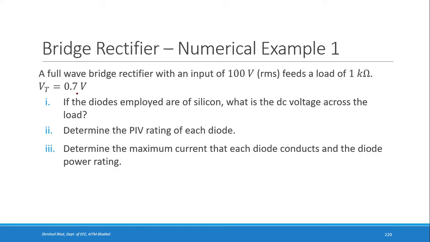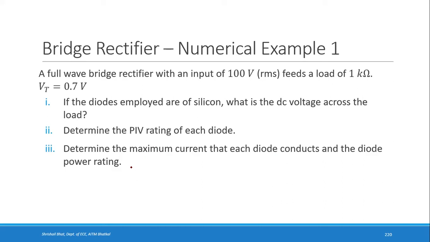What is asked is, if the diodes employed are of silicon. Even if they do not say this, it is understood because Vt is given as 0.7 volts. If the diodes employed are of silicon, what is the DC voltage across the load? The DC load voltage, the DC output voltage, is asked. Then determine the PIV rating of each diode. Then also determine the maximum current that each diode conducts and the diode power rating.